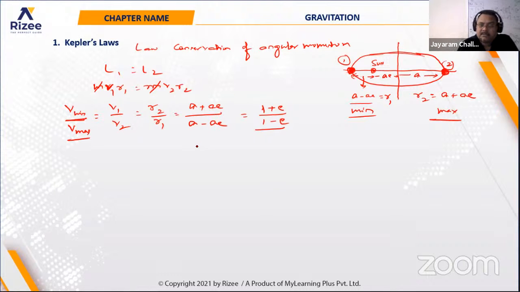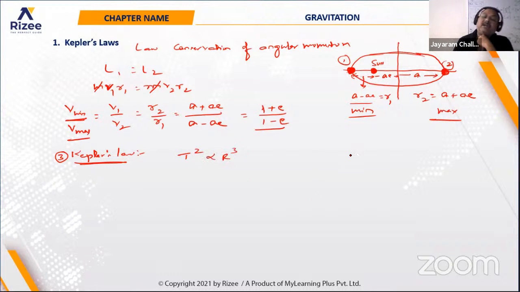Now coming to Kepler's third law. For the planet which is revolving around the sun over here, the square of the time period of the revolution, which is your third law of Kepler's, is proportional to the cube of the distance. That means T square is proportional to the radius, that is r cube.